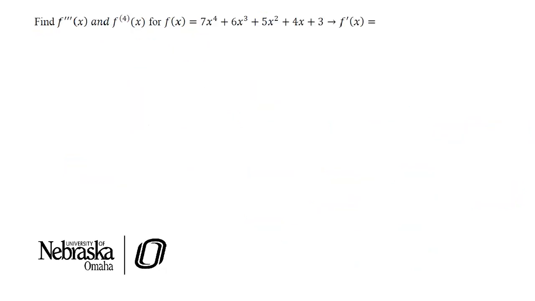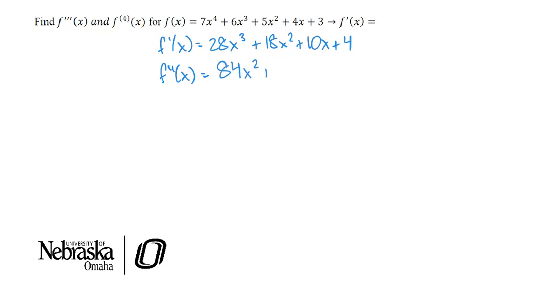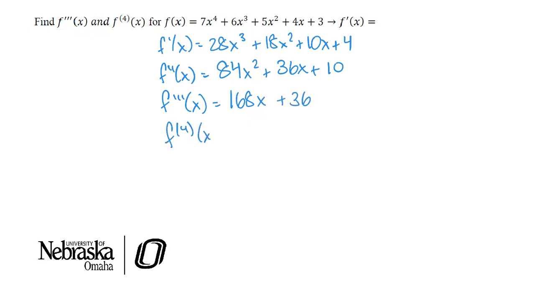All right, this next example is really just asking us for the third and fourth derivative. So let's do that. Find our first derivative. We would be 28x cubed plus 18x squared plus 10x plus 4. Second derivative, 28 times 3 is 84, plus 36x plus 10. Third derivative, which is one of the things they're asking for, would be 168x plus 36. And lastly, the fourth derivative would be simply 168.